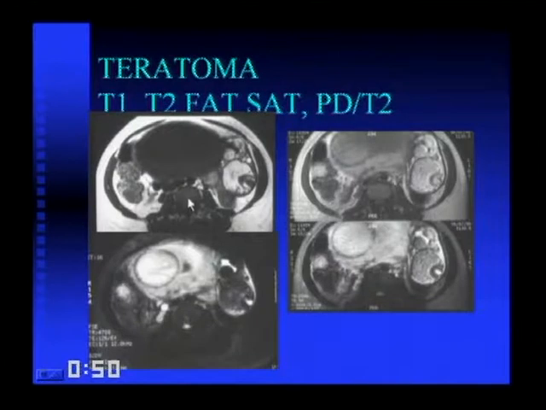Here, pregnant female who had a left adnexal mass discovered at obstetrical ultrasound. You can see here is a large teratoma. To orient you, these are T1 scans, proton density T2 scans, and T2 fat sat. Notice that we have areas that track with the fat here. That's a fat sat area.